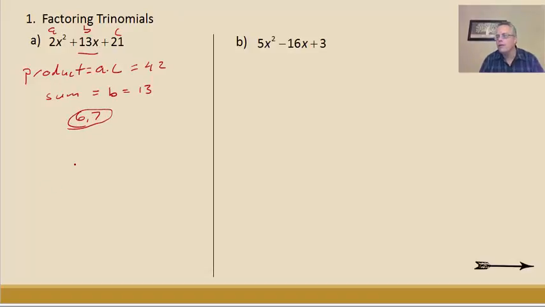Okay, it wasn't too hard this time. So 6 times 7 is 42, 6 plus 7 is 13. That's how we split up the middle term. So this is 2x squared plus 6x plus 7x plus 21. So all I did was split this 13x up into 6x and 7x. But it's like magic. Now we can factor by grouping.